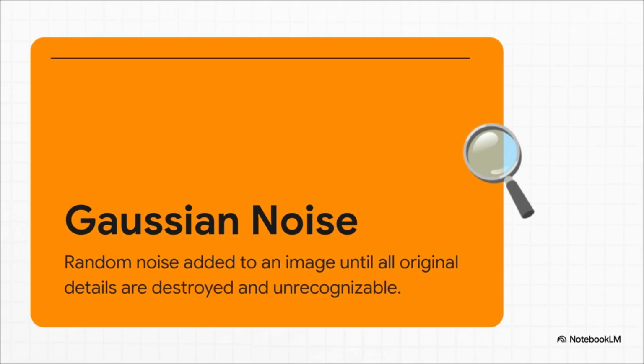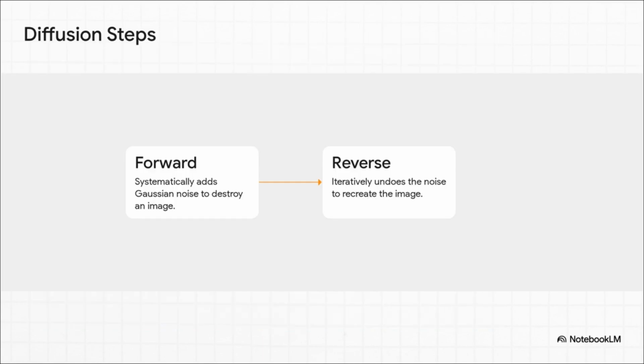Imagine an old box television tuned to a dead channel, just pure chaotic static. Think of this Gaussian noise as an unshaped block of clay for our AI Sculptor. During its training, this static is incrementally added to a clear image over and over until all the original details are just completely destroyed. And that brings us to the two big steps of the diffusion training process.